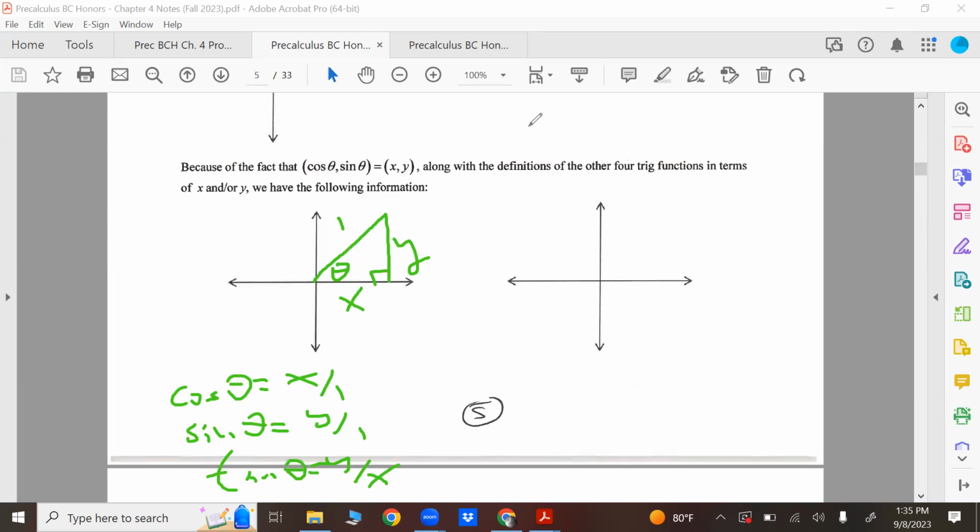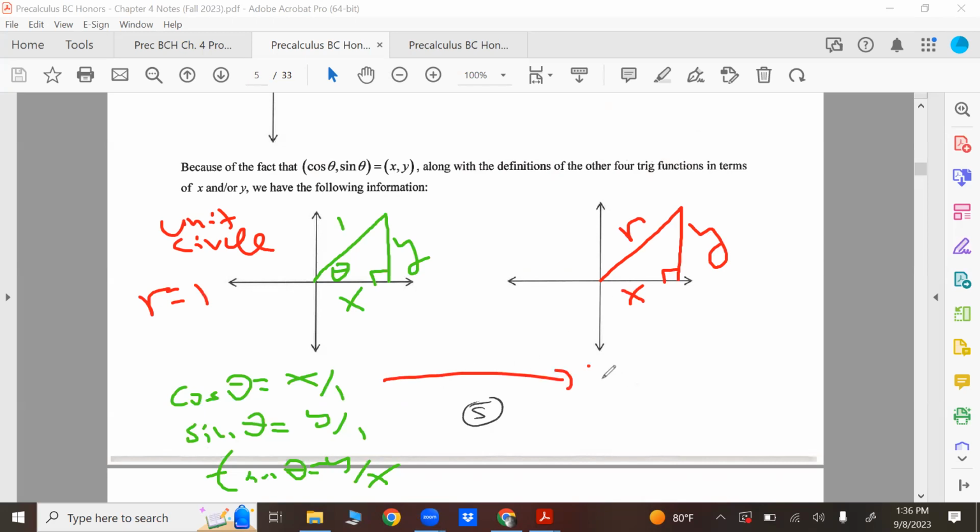Another way you could think of it is you can call this r. Remember, for the unit circle, what was r again? 1, right? But sometimes you're going to be dealing with a circle that doesn't have a radius of 1. So sometimes you may want to say x over r, or y over r, and of course tangent is y over x. Sometimes we want to think of it like that too. We're going to see some problems like that in just a second.